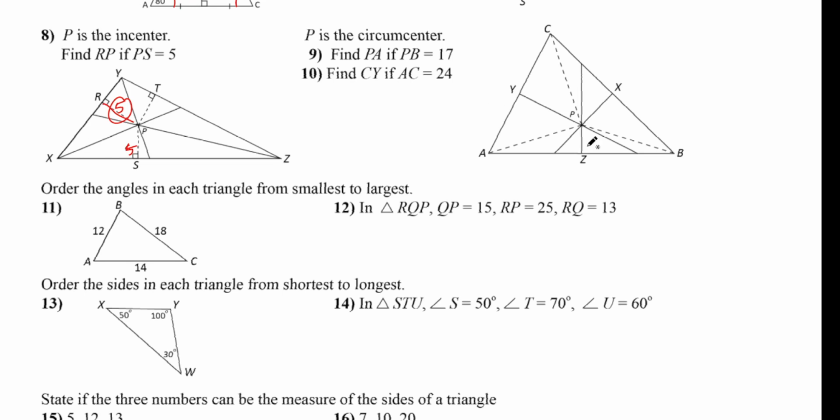Let's do this one. This is the circumcenter. The circumcenter is the same distance to all three vertices. So all three of those dotted lines, again, are equal to each other. So that's easy to remember. It says find PA if they tell you PB. Well, if PB is 17, then what is PA? That's also 17. Super easy.